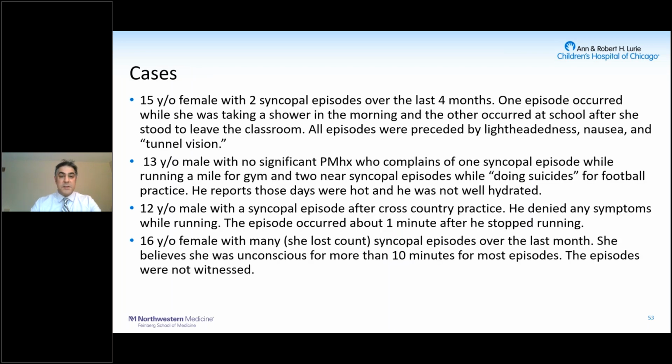Now to go over our cases, this first patient who had syncope in the morning shower and standing up with preceding symptoms sounds classic for neurocardiogenic syncope, so reassurance. This patient who passed out while running the mile and while doing suicides, and who tried to attribute it to not drinking enough water and a hot day: exercise is always a red flag and concerning, and I would be more cautious and have them evaluated.